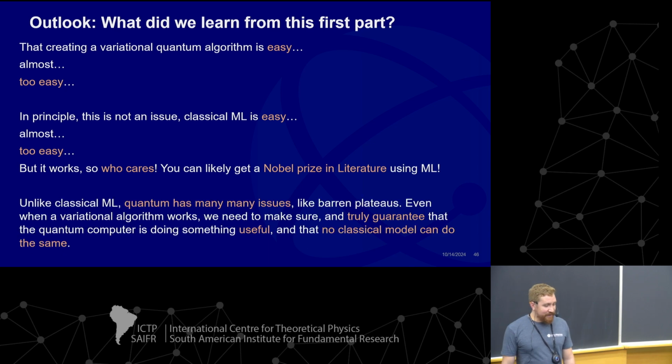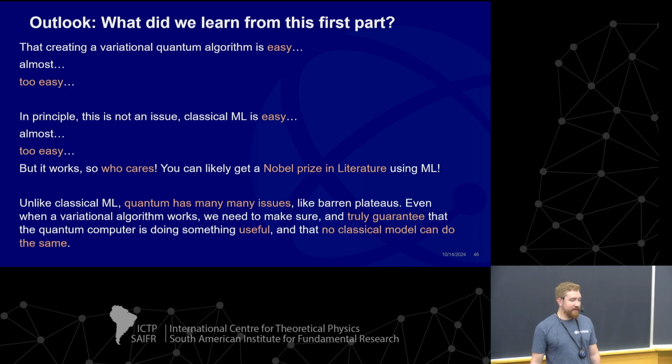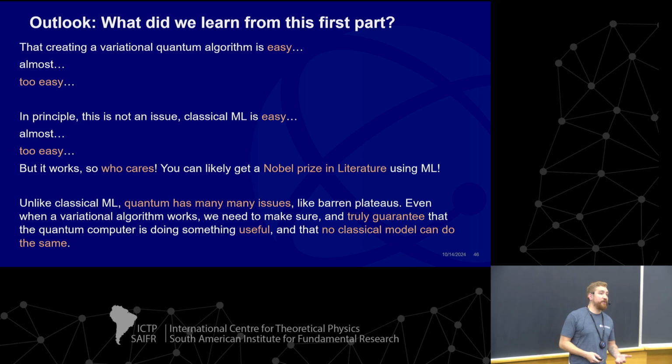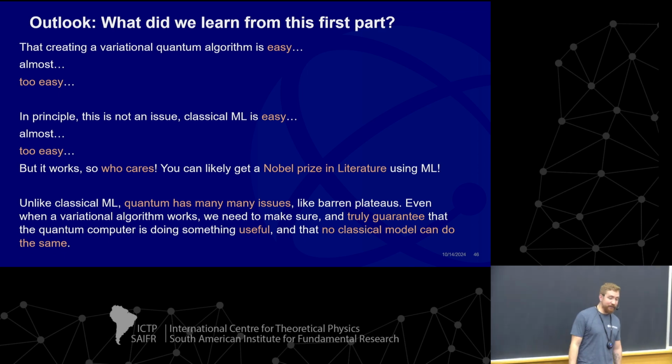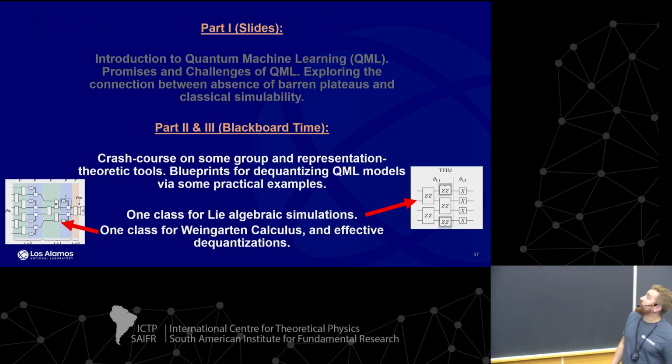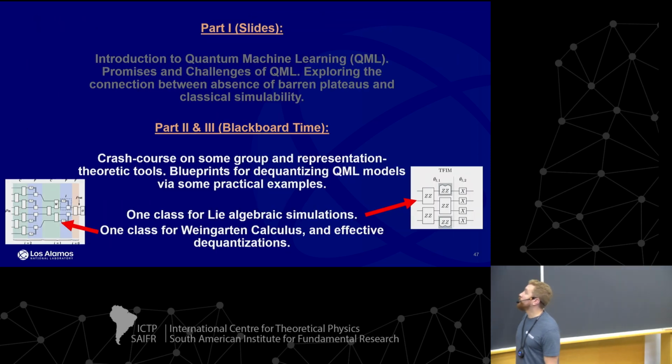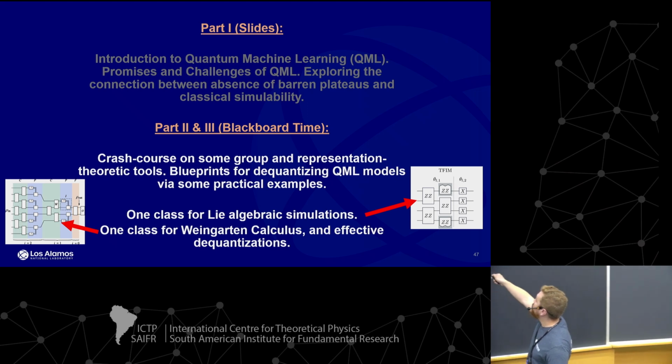So again, the problem with quantum machine learning is that we have all of these issues, the Barren plateaus, that are not going to appear whenever you're looking at your problem in small instances. So even when you have a variational algorithm that works, we need to make sure that there is not some assumption that you're throwing in there, like maybe you're not using finite samples, and that's what's making it work. So how can we guarantee that the quantum computer is actually doing something useful, and more importantly, something that a classical model cannot do?